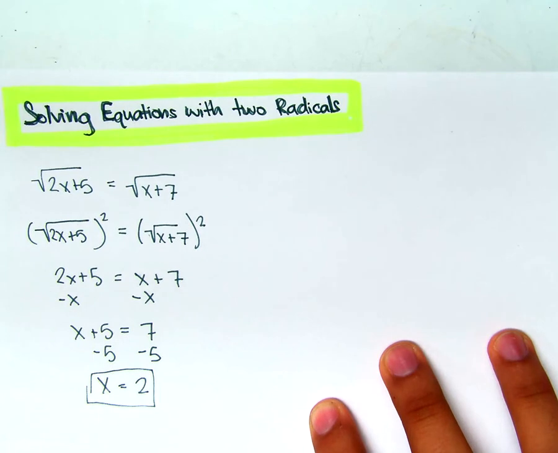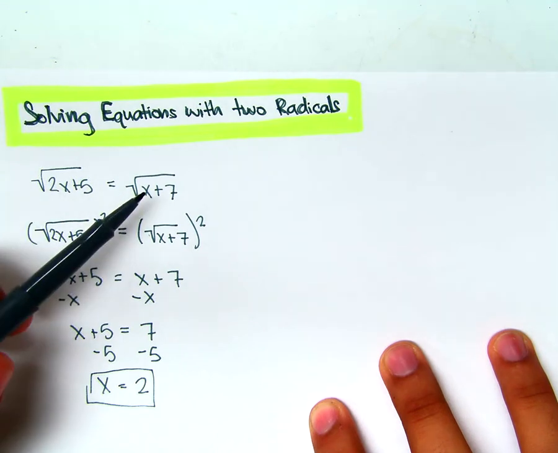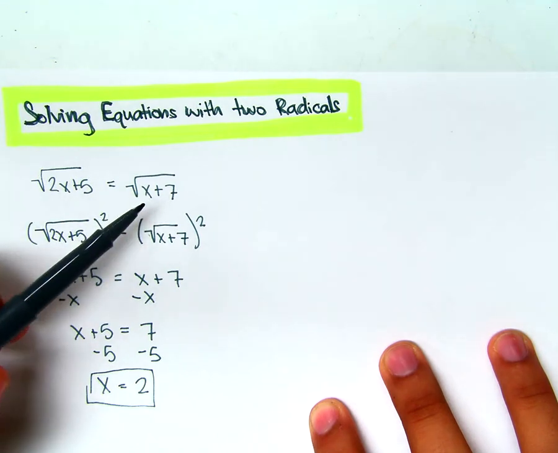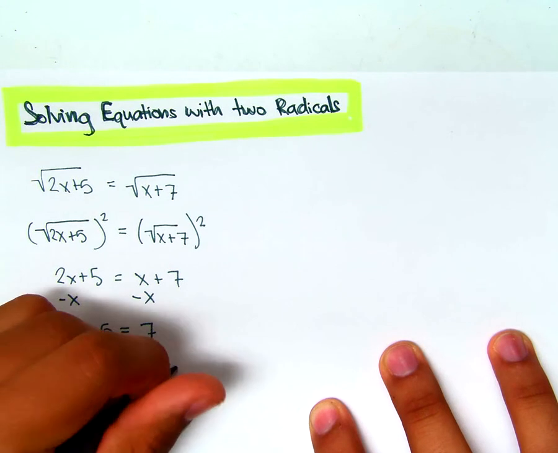So now we just want to check our answer. 2 times 2 is 4. 4 plus 5 is 9. Square root of 9 is 3. 2 plus 7 is 9, square root of 9 is 3. So 3 equals 3, and this works.